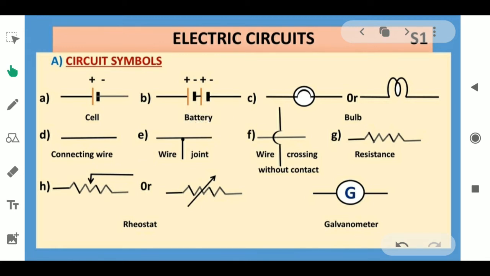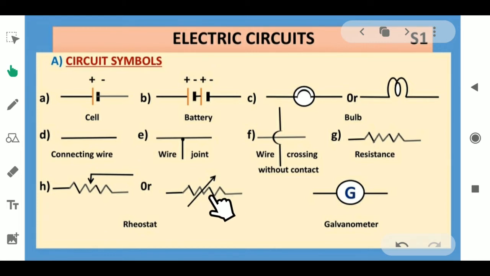Clear? And these two symbols represent a bulb, this one or this one. A straight line represents a connecting wire, and if the symbol is like this, then it is called a wire joint. This one is called wire crossing without contact, meaning these two wires are not in contact with each other. And this symbol, which represents resistance, is called a rheostat.